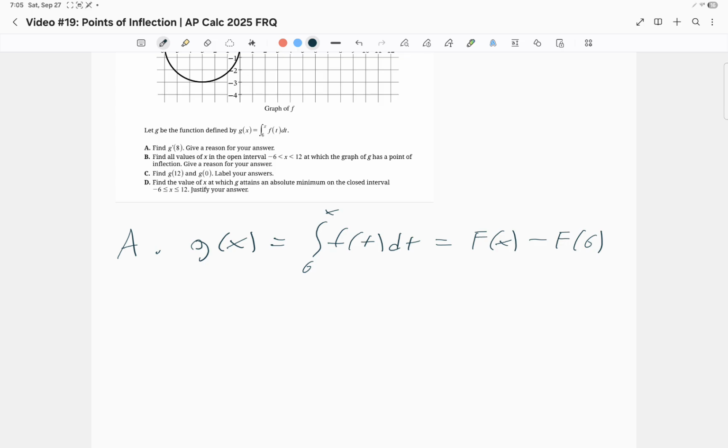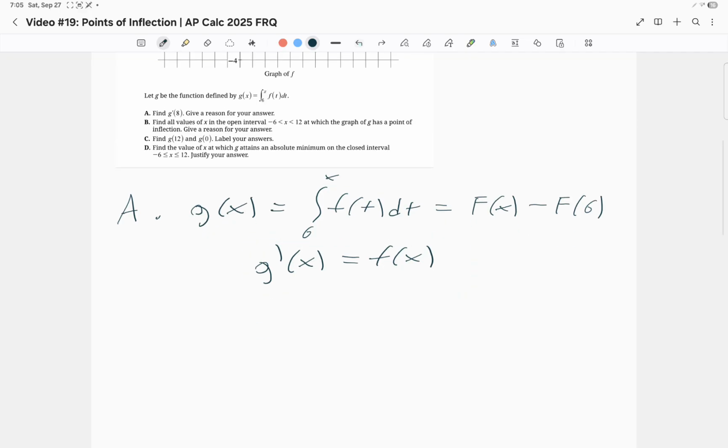Now if we take the derivative with respect to x of both sides, we get g prime of x equals, what's the derivative of an antiderivative? Well, the original function. That's the whole definition of an antiderivative. So we have equals f of x, and the derivative of the antiderivative at 6? Well, this is just a constant, just a number, not a variable at all, so that's just 0. That should be obvious, but that's why this holds.